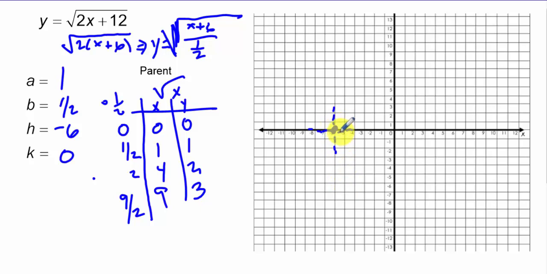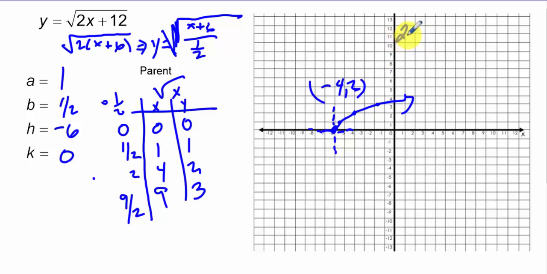I move over a half and I move up 1. I move over 2 and up 2. Then I move over 4 and a half. So 1, 2, 3, 4 and a half, and up 3. Sketch my graph, but don't forget to pick a point. This is -4 and 2. Plug that in, make sure it works.